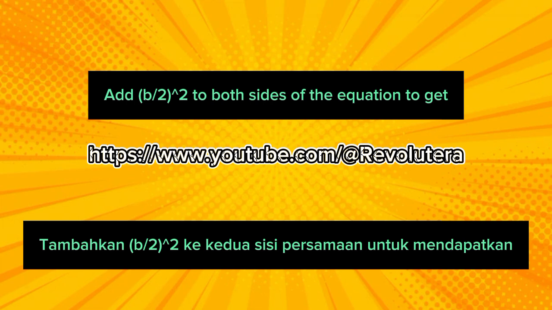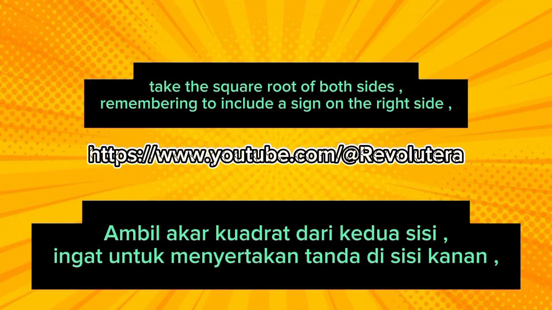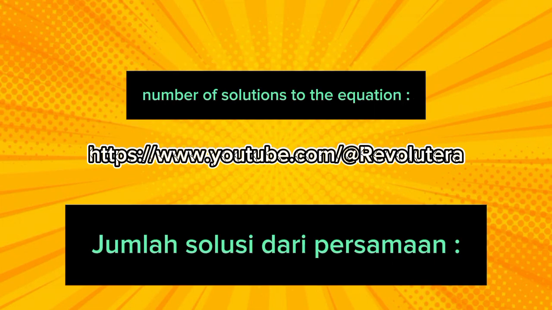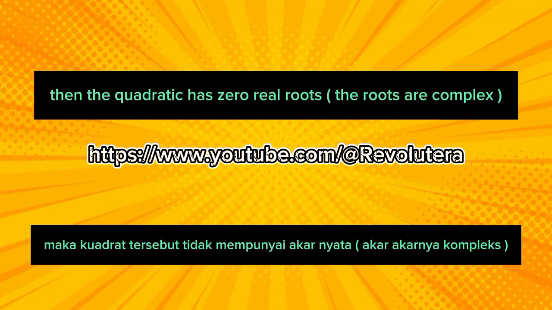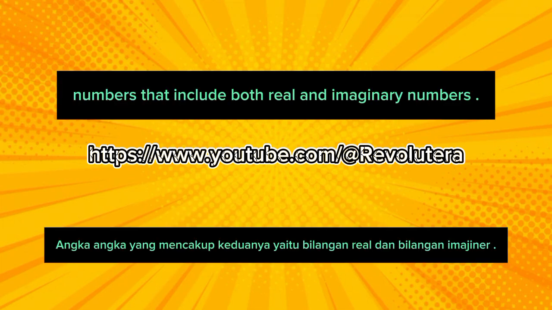Add b²/4 to both sides of the equation. Factor the left side. It will always factor as a perfect square. Take the square root of both sides, remembering to include a ± sign on the right side. Number of solutions to the equation. Then the quadratic has 0 real roots. The roots are complex. Complex numbers, numbers that include both real and imaginary numbers.